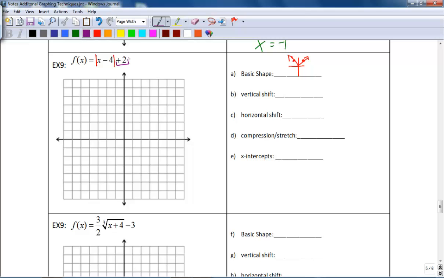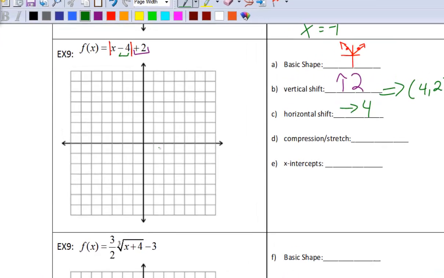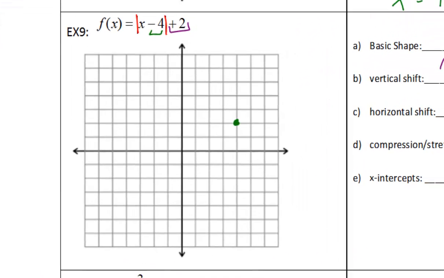Do I have a vertical shift? Well, yes, I do. I'm adding 2 to the function, which means I go up 2. Do I have a horizontal shift? I look here. I do have a horizontal shift. My horizontal shift is right 4. Remember, it's always opposite the number with x. So the vertex for this particular function is going to be positive 4, positive 2. Let's graph that.